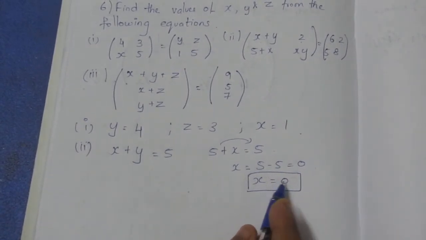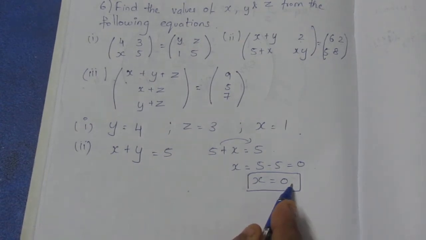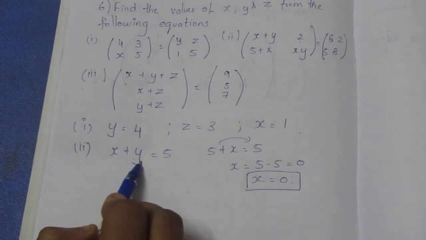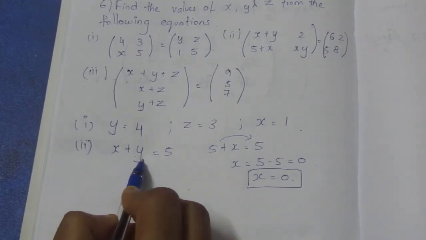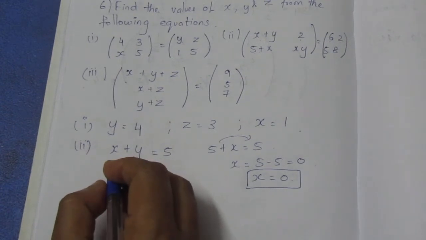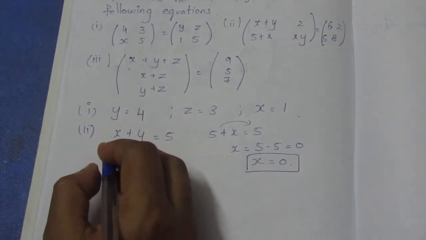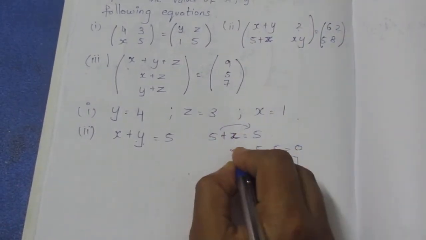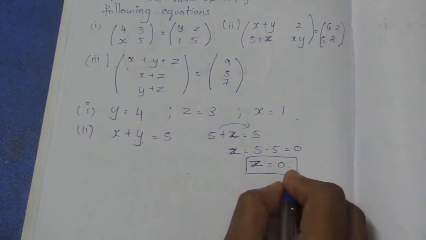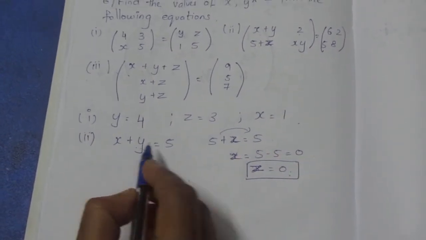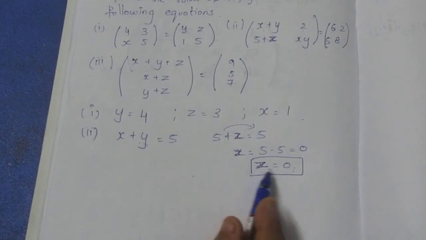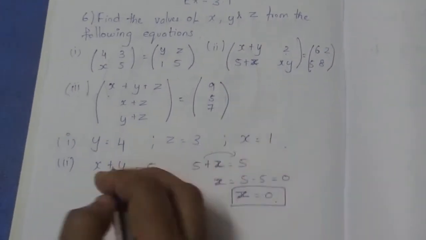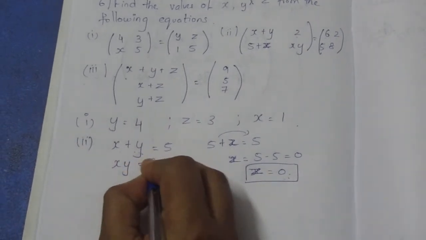If x is equal to 0, just substitute the value here to find the y. Sorry, this is z. So we have found z is equal to 0. We don't know x and y. Here it is given as z. So z is equal to 0. Now we'll move on to the next one. xy is equal to 8. So xy is equal to 8.